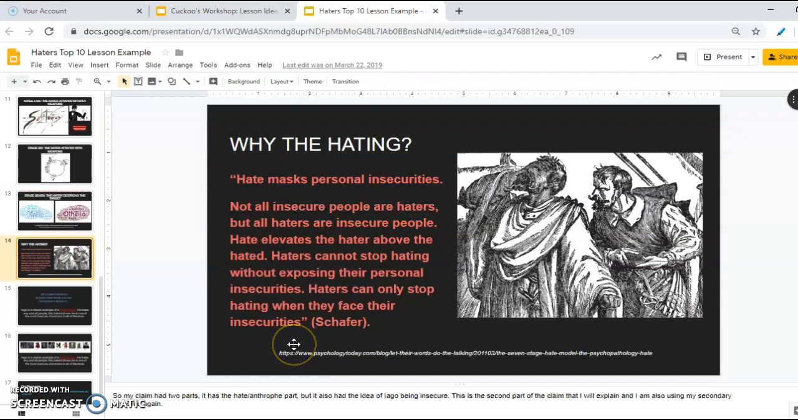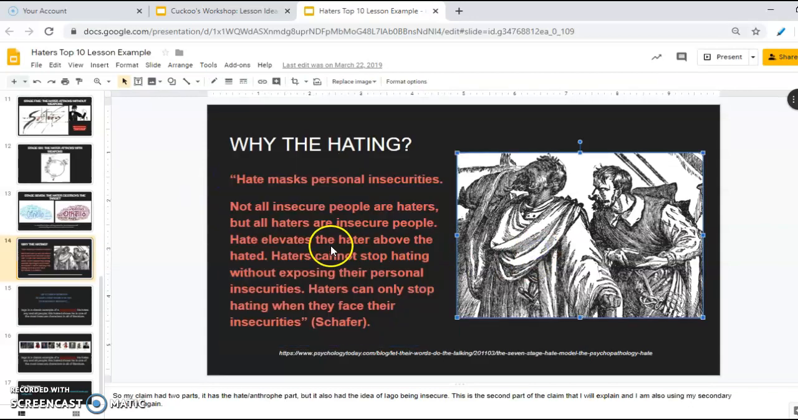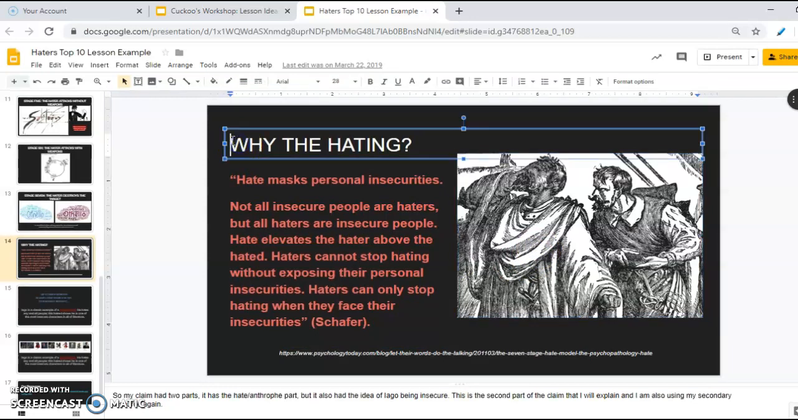This one has a longer quote, but I think it's okay because the quote is really important. I read it to my class. I read the whole thing. So I'm not just letting them read it. I read it together, and then the picture reinforces it. This is obviously where my analysis came in.